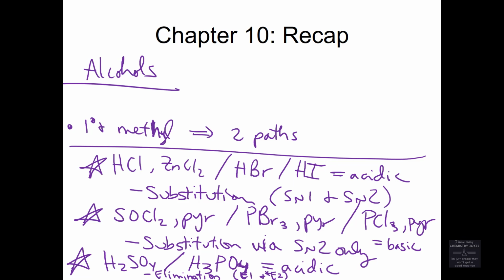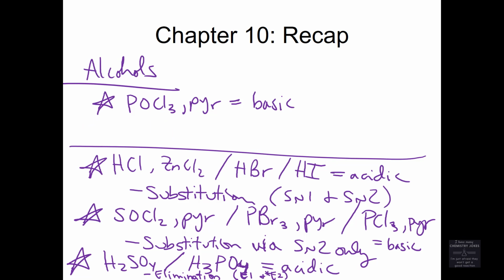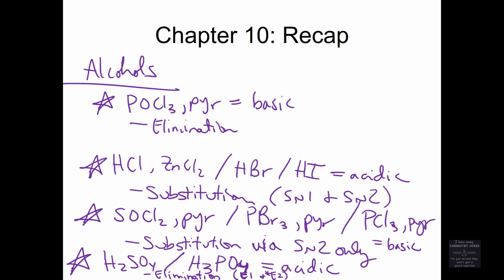But alcohols, if you add something like POCl3 with pyridine, that's basic. And under basic conditions, we are never going to make a carbocation. Never, ever. So we're going to do elimination, but E2 only. It doesn't matter if it's primary, secondary, or tertiary. If you're adding POCl3 with pyridine, you are not going to make a carbocation. I think that's a pretty reasonable summary of substitution and eliminations of alcohols, but alcohols can also be oxidized.